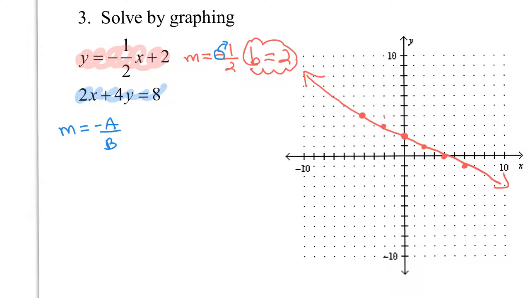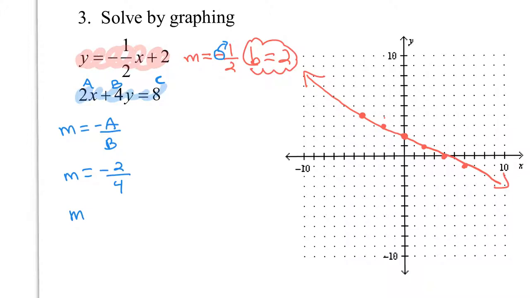A, b, and c. Standard form. x is the one with the a, so 2 is a. b is the one with the y, so 4 is b. And c is your constant. Remember, constant is the one with no variable. So I'm going to use those numbers. So my slope in standard form, opposite of a, so notice 2x, opposite is negative, so negative 2 over b, and b is positive 4, so you put a 4 right here.